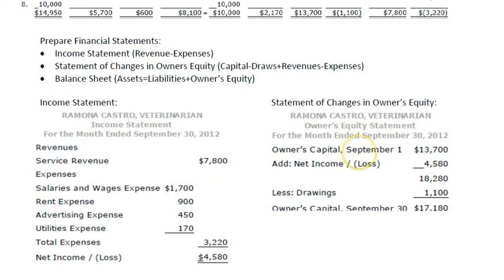Our owner's capital started at $13,700. There were no investments for the month. Net income, $45,800, was transferred up. We subtracted the draws, and the ending owner's equity, or ending owner's capital account balance, would be $17,180 as of September 30th, 2020.